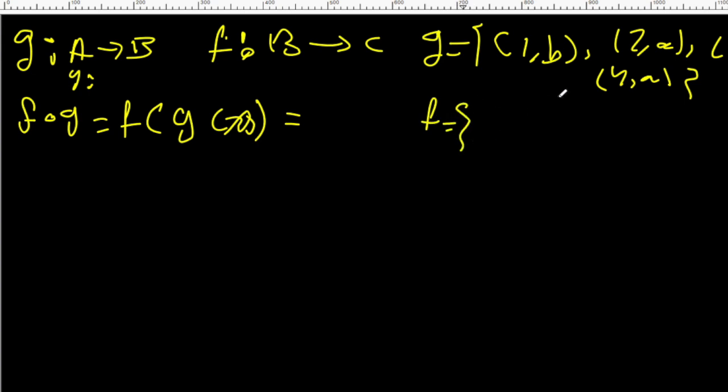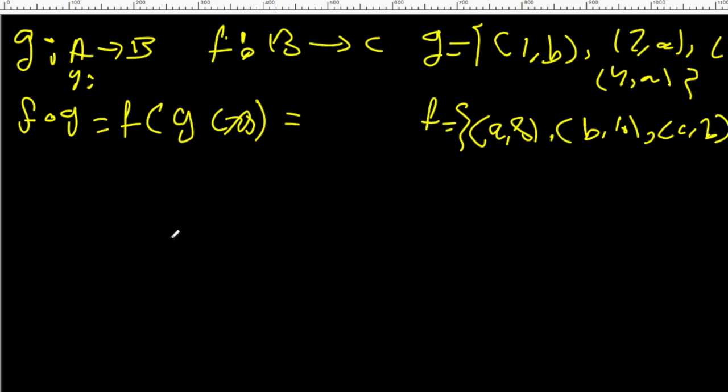Now the F function is defined by A and 8, and we have another one which is B and 10, and we have as well C and 2.